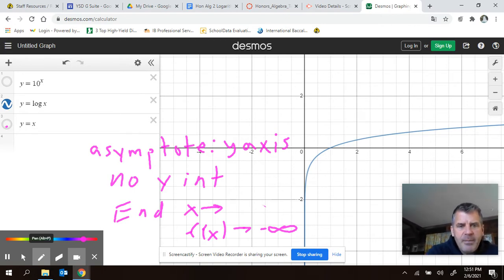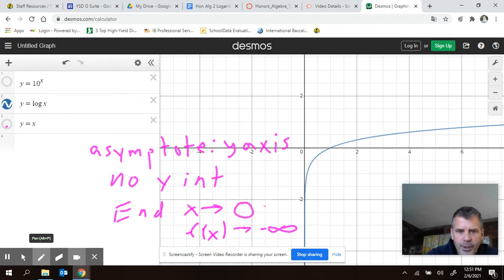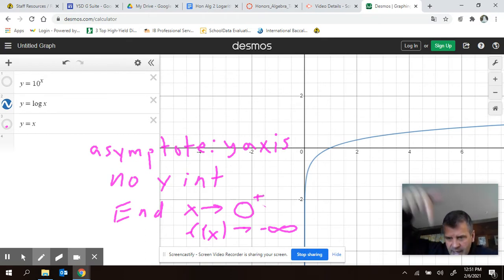So they actually do the end behavior in this way. They modify it and say, well, we're going to approach 0 from the positive side. And as we approach 0 from the positive side, it takes off to negative infinity.